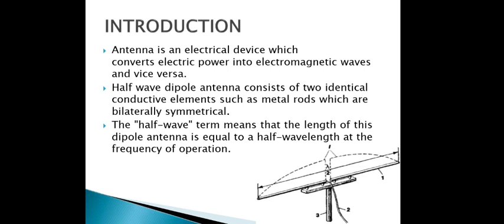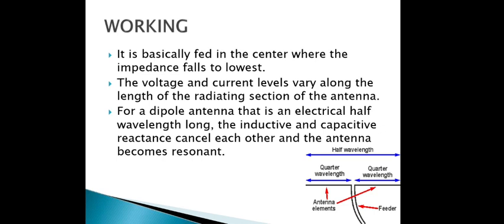You see here, 1 indicates the wire, 2 is the dipole's half bilateral element, and 3 is a stand. So this is about the half-wave dipole antenna. And what is the working of the half-wave dipole antenna?